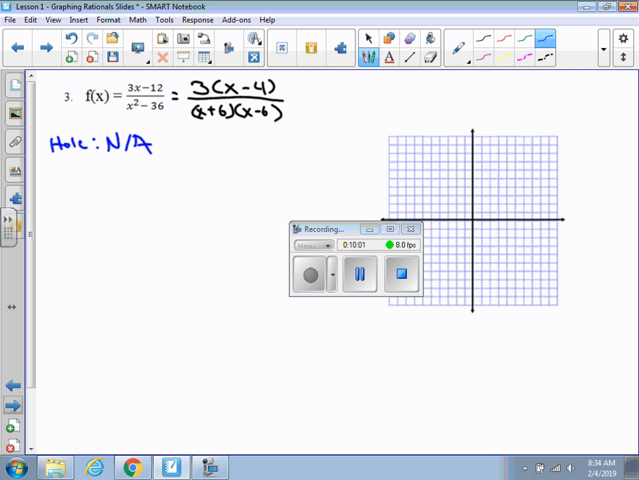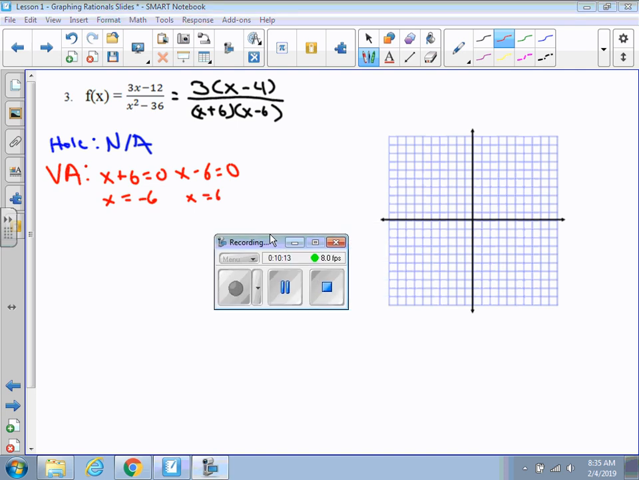So let's move on to vertical asymptotes. So factors unique to the denominator set equal to 0. X plus 6 equals 0, x minus 6 equals 0. That means x equals negative 6 and x equals positive 6. So we're going to graph those. Okay, and then here's our other one.